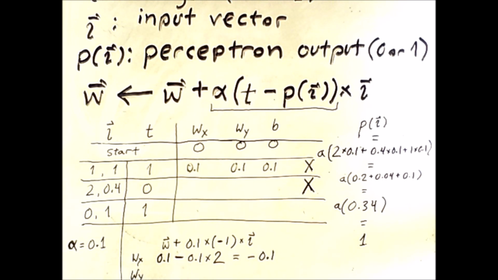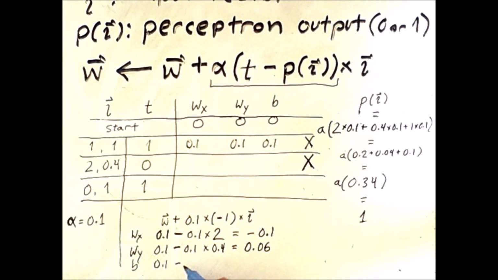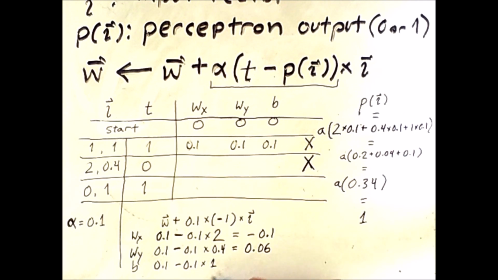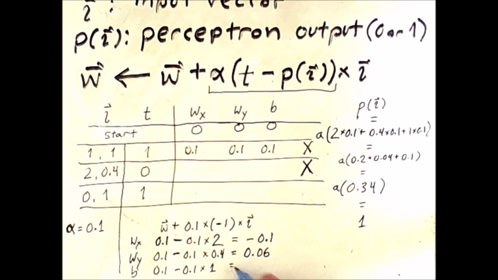For weight y, we start at 0.1, subtract once again 0.1 times 0.4, which comes out to 0.04, so 0.06. And for the bias, a value of 0.1 minus 0.1 times 1. Well, that just cancels out, so the bias is back to 0.